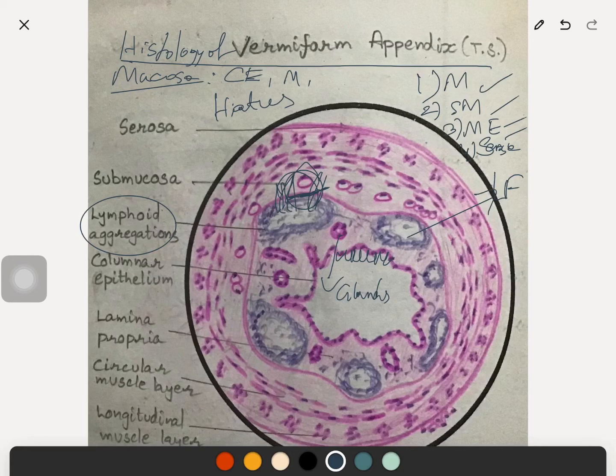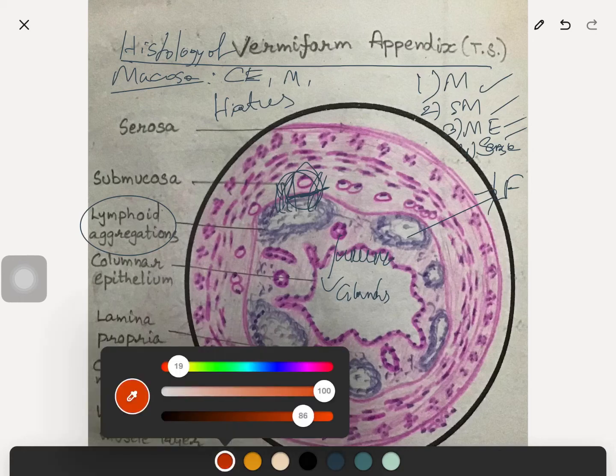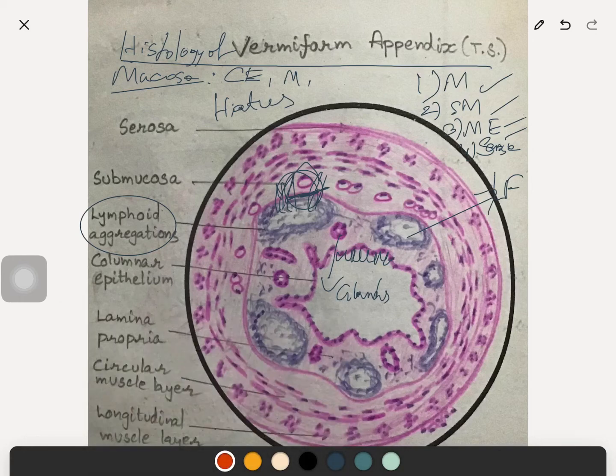Now we will move on to the submucosa. Before that, what are the cells in the lymphoid follicles? If you see, they have antigen presenting B cells, T cells, even plasma cells are present, mast cells are present, macrophages are present. So that's about the mucosa.